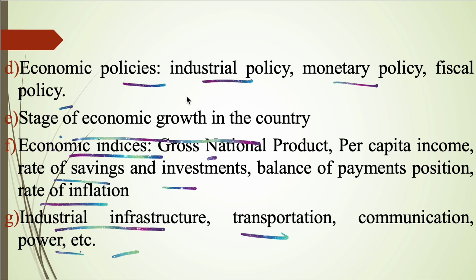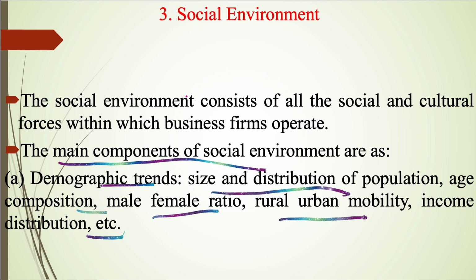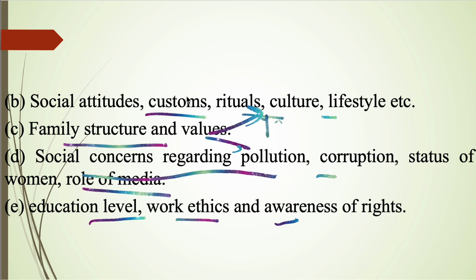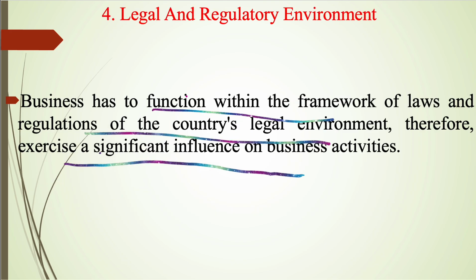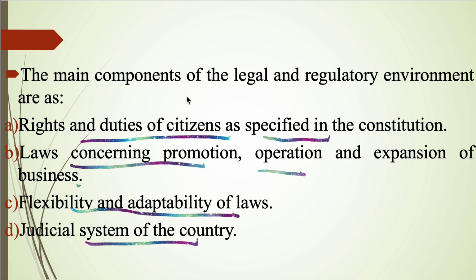The social environment includes demographic trends, social attitudes, family structure, social concern regarding pollution, corruption, and so on. Whereas the last one, legal and regulatory environment, includes different factors like rights and duties of citizens, laws related to promotion, recruitment, operation, expansion of businesses, and so on. So these are all the types of factors or environments related to business environment.